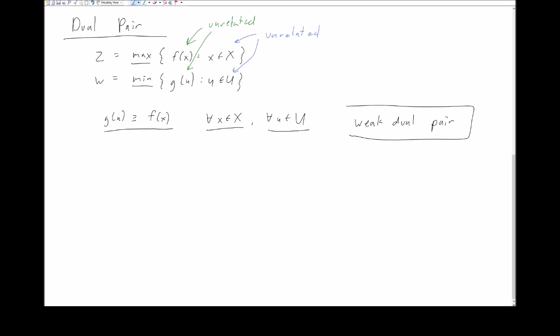The reason we're calling this a weak dual pair is because it shares such a strong similarity to duality in linear programming, where we have a maximization problem and a minimization problem, which are duals to one another, and we would call the different spaces the dual spaces. The consequence of having a dual pair in this new sense, in this integer programming sense, is the same as in the linear programming case.